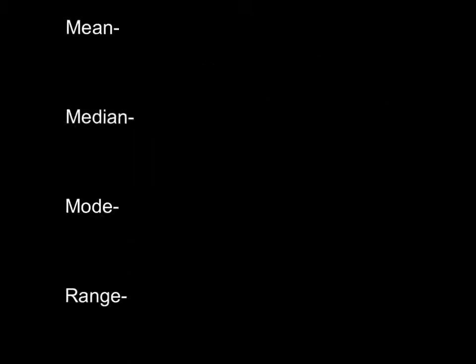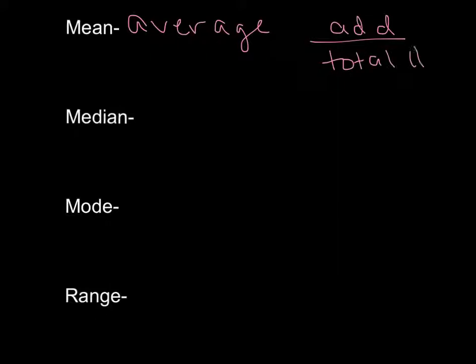Unit 6, Formative 2, Day 3, Central Tendencies. We have the mean, median, mode, and range. The mean is the average of the numbers, where you add them all up and divide by the total number of how many there are.